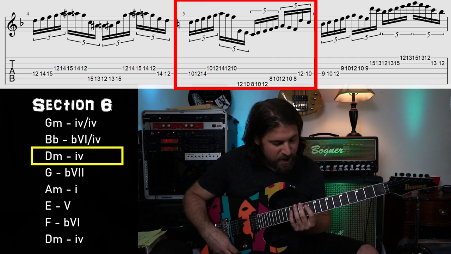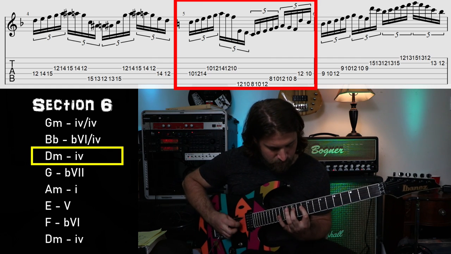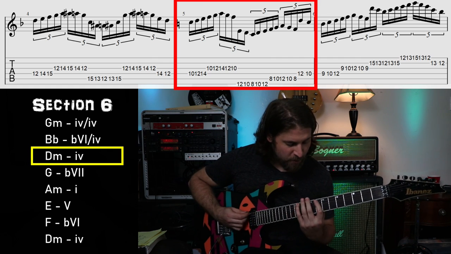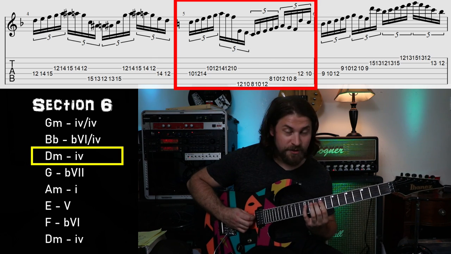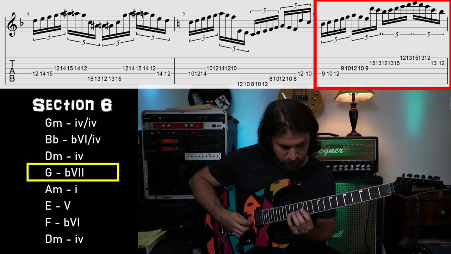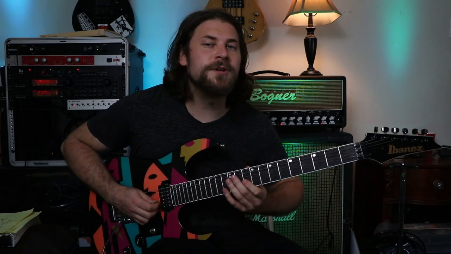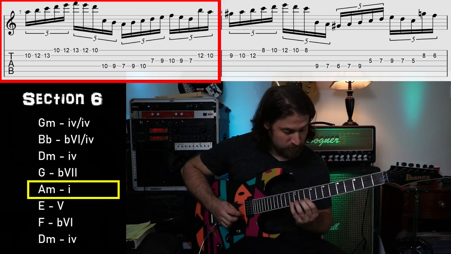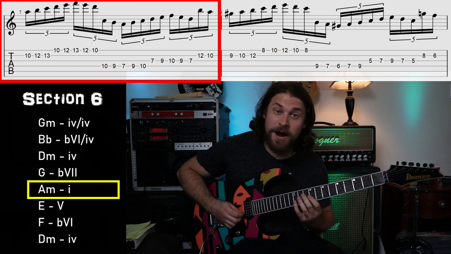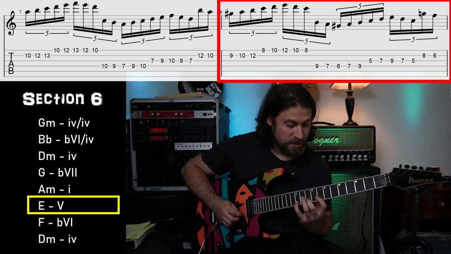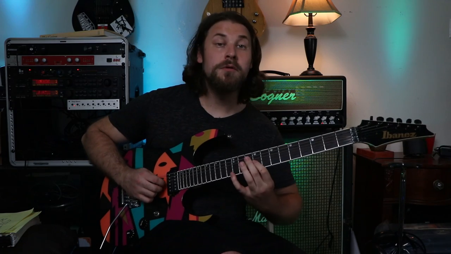Now we're outlining the D major chord by doing this, so we're ending on the perfect fifth of the D, and then we're coming to the G major on this line. Then we come to the A minor with this, do that down the octave, come up to the E chord, the dominant E chord like this, because we're hitting that G sharp in the middle.